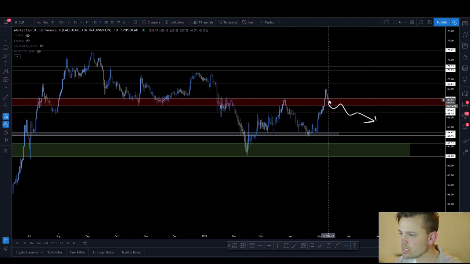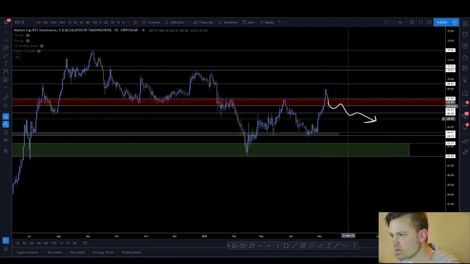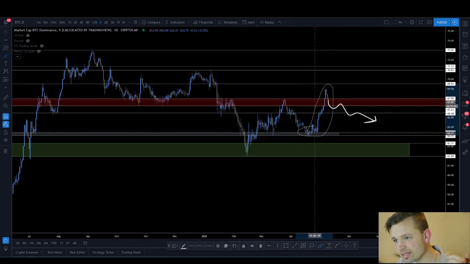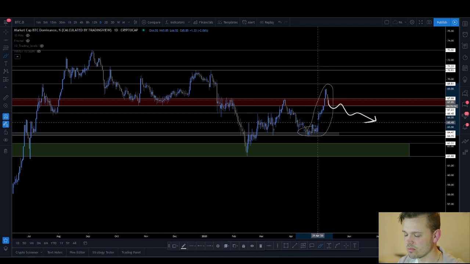So when this one loses support, it will go down. And when it goes down, altcoins go up. So what are we seeing? We're seeing a crazy pump from the Bitcoin dominance, and alts got absolutely wrecked in this time, right?